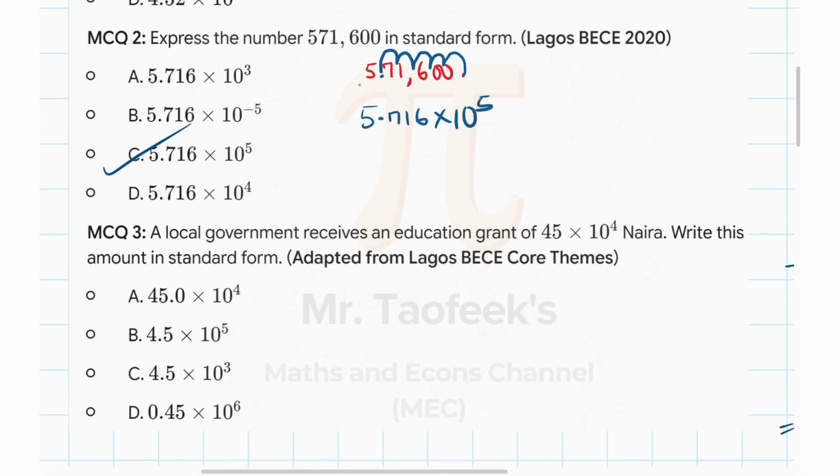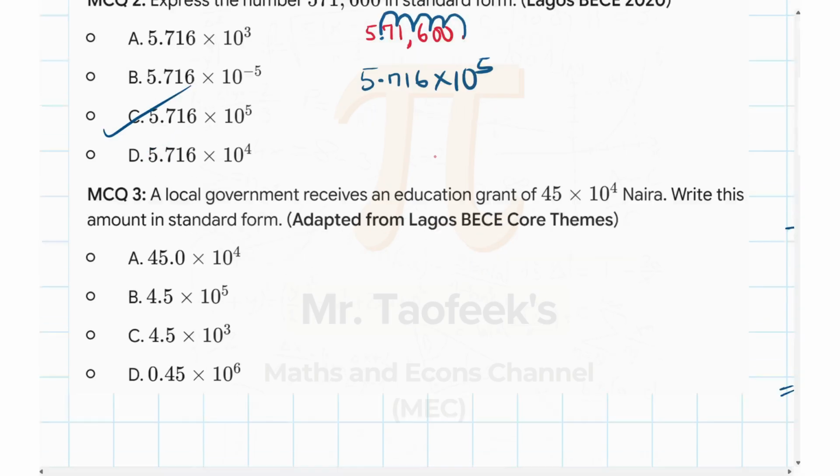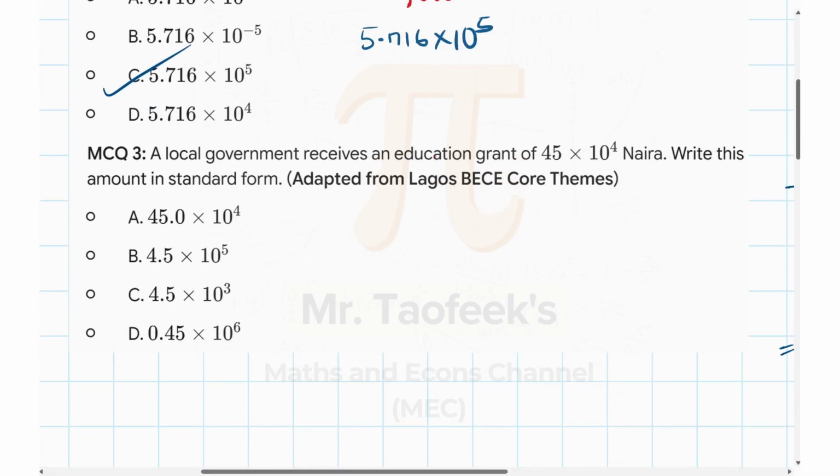You can see standard form is very simple once you know the tactics. Okay, so always remember Mr. Taufik's tactics. Remember, numbers greater than 1 will always have a positive power. Numbers less than 1 will always have a negative power. Easy. A local government receives an education grant of what?